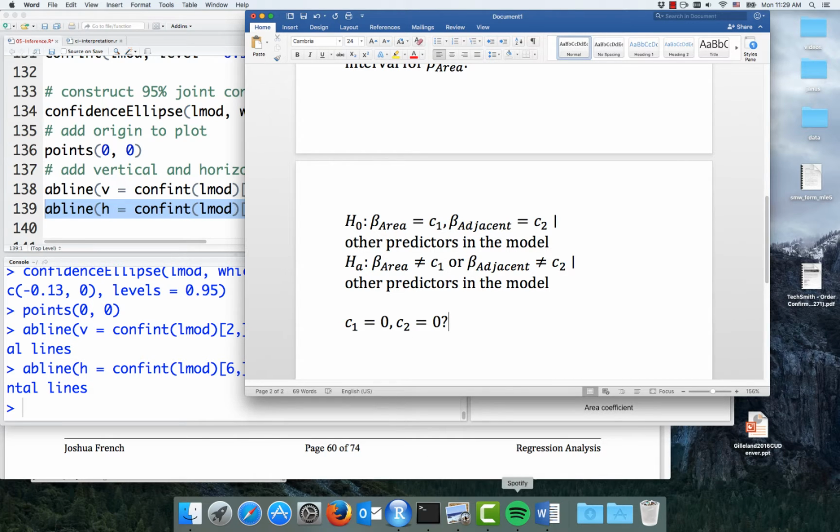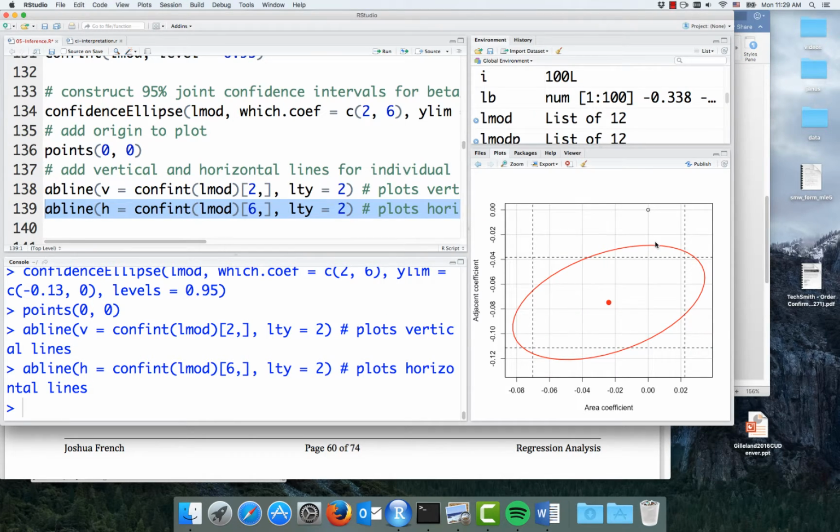And looking at our joint confidence region in this graphic right here, we can see that the point 0, 0 is not found in our confidence region, which means that we would reject the null hypothesis that both values equaled 0 simultaneously. So once again, because 0, 0 is outside of our confidence ellipse, we would reject the null hypothesis that both regression parameters equal 0.